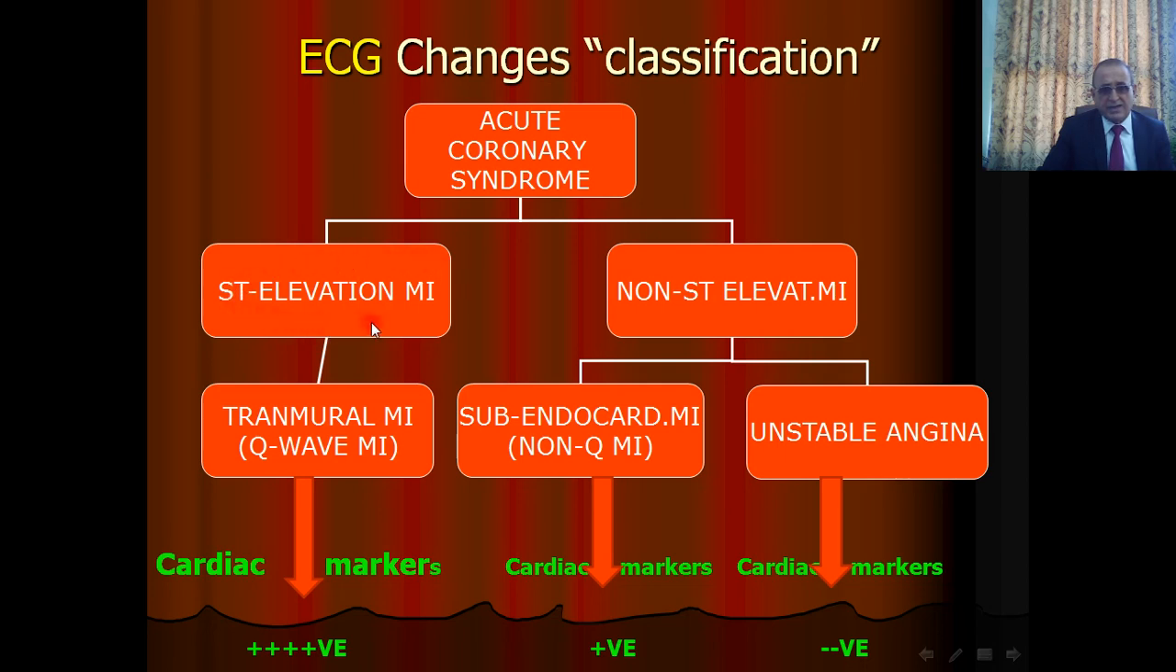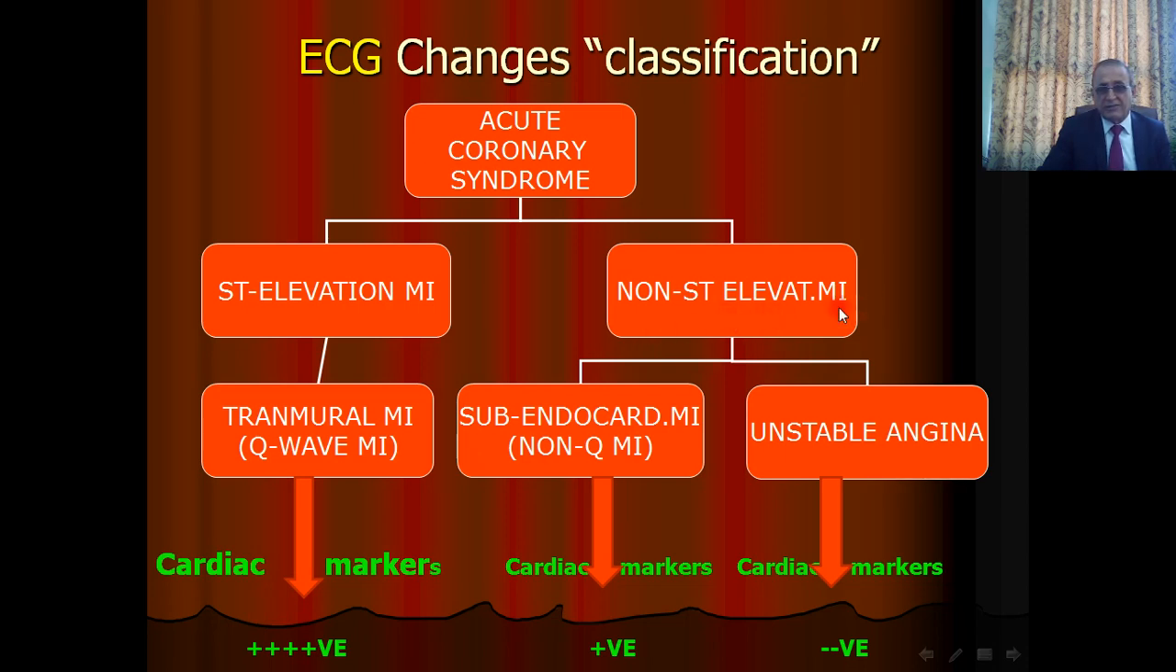Either there will be ST elevation, which we call ST elevation MI, or there will be no ST elevation, non-ST elevation MI. The ST elevation means there is occlusion of a major coronary artery. There will be a transmural infarct and Q wave. Here there will be release of intracellular enzymes and markers.